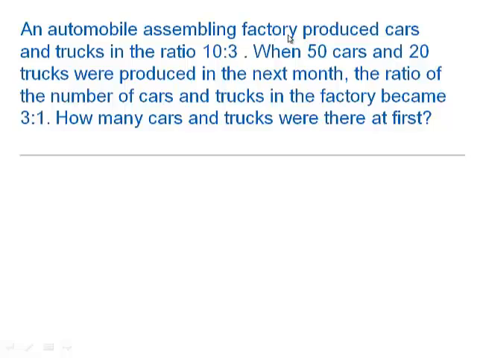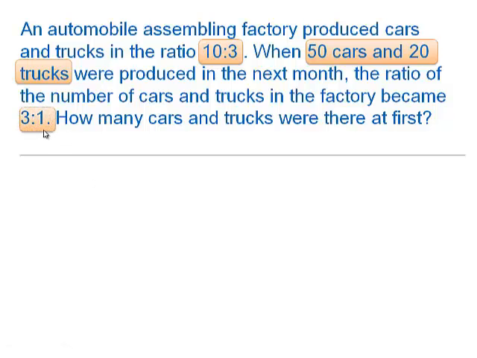An automobile assembling factory produced cars and trucks in the ratio 10:3. So what we know is that the initial ratio is 10:3. And when 50 cars and 20 trucks were produced in the next month, now we have a new number here. 50 cars and 20 trucks were produced, or added, in the next month. The ratio of the number of cars and trucks in the factory became 3:1. So that's the after ratio.